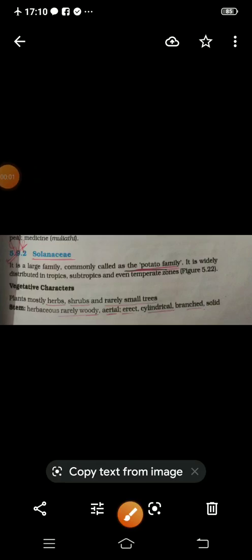So students, after learning the various kinds of symbols by the help of which we can write the floral formula and draw the floral diagram, it is time to learn how to describe a family. In your syllabus there are two families, one is Liliaceae and another is Solanaceae. I prefer the family Solanaceae for you, and this is a very interesting family because it is commonly known as the potato family, and basically vegetables come into this family only, and this is a very widely distributed family.